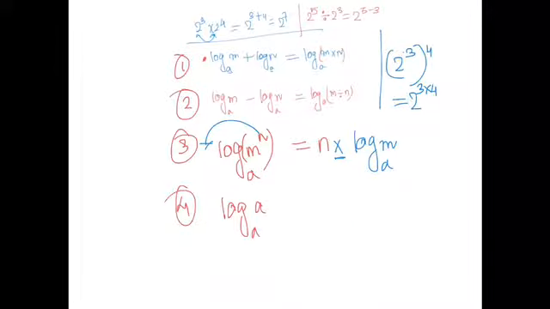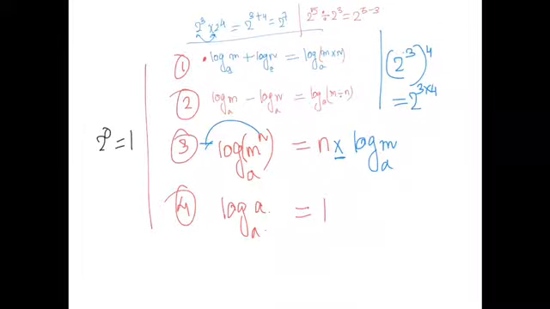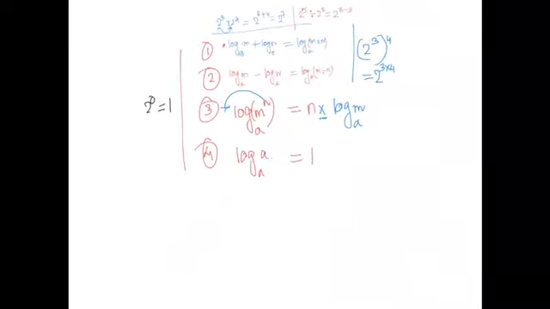And there is another law: log of the same number. If the base and the number are the same, whatever we get is equal to 1. This is very similar to the exponential rule: 2 to the power 0 is equal to 1. Very similar. I'm not saying it's exactly the same, it's similar. So this is another law of logarithm.